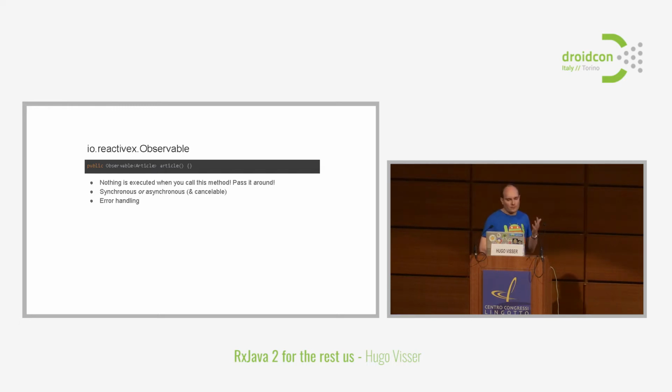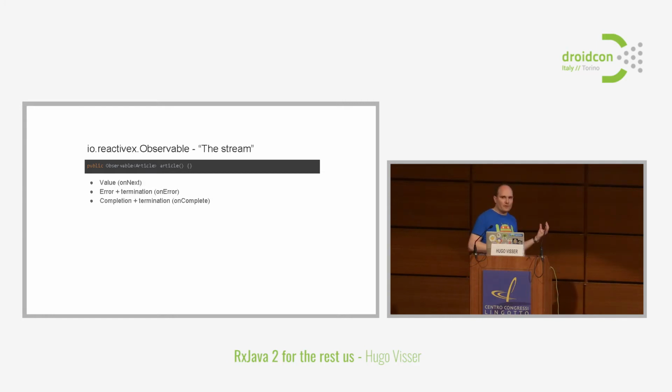So that's one benefit. Secondly, you can't really tell from this declaration if this will be synchronous or asynchronous. That really depends on how this observable is constructed. But if it's asynchronous, you can also always cancel it. So that's a standardized way. And there's also a standardized way to handle errors, which is, of course, very convenient. So again, this is just returning an object. Nothing is executed until you subscribe to it. This is important to understand.